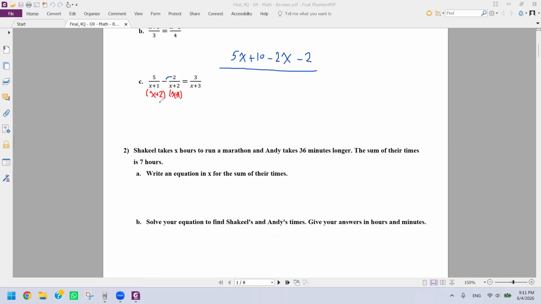Now over, I have to do (x plus 2) times (x plus 1). You know how we expand the bracket? We do x times x, x times 1, then 2 times x, 2 times 1. First, x times x is x squared. Then x times 1 is plus x. 2 times x is 2x. Finally, 2 times 1 is 2. Equals the other fraction. Let me simplify this one first.